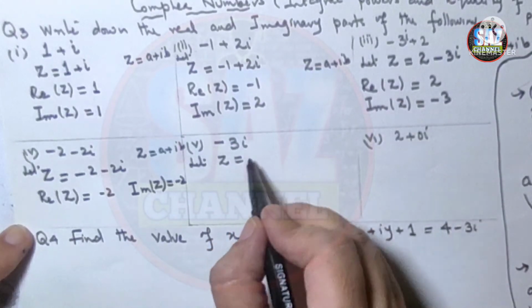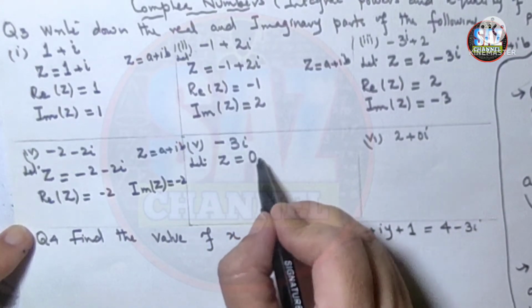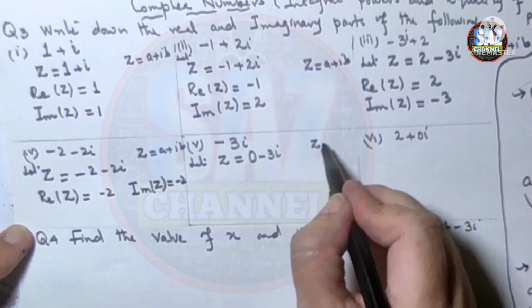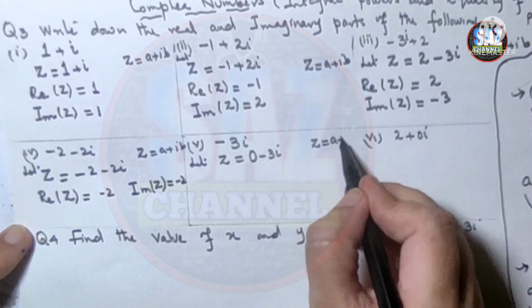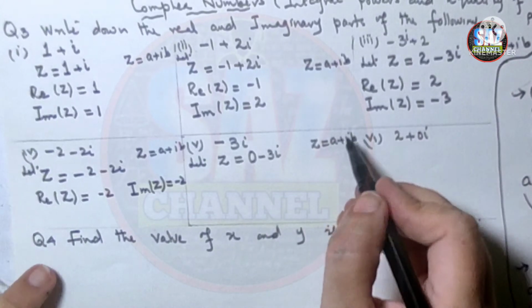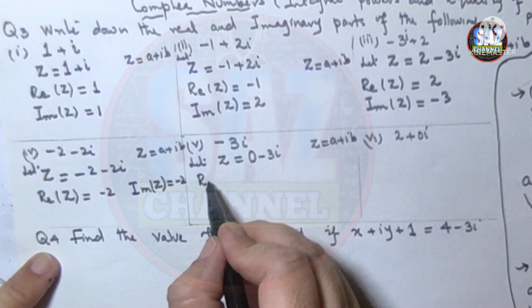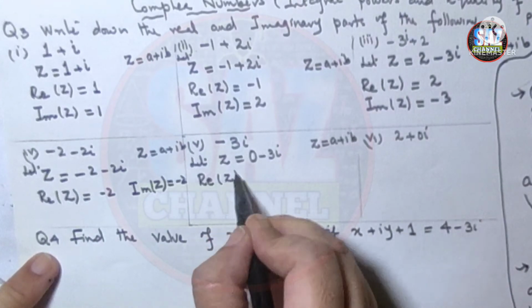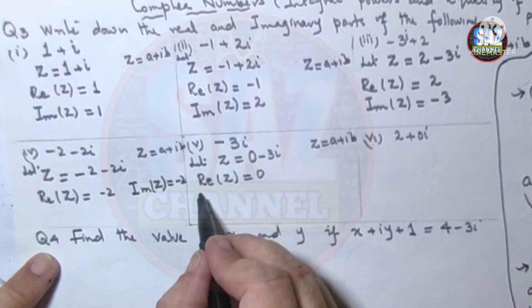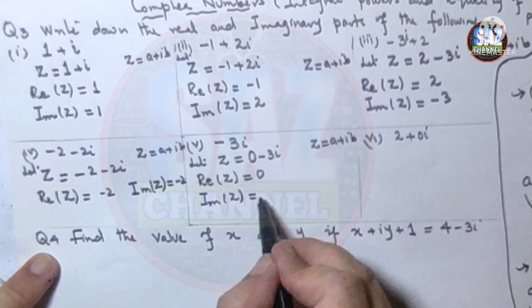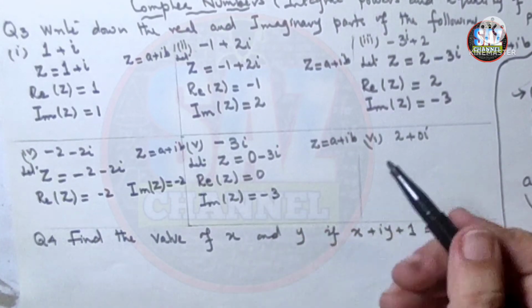The real part is missing, so we can write it 0 minus 3 iota. And again we have to compare it with a plus iota b, which is the standard form. So a, the real part, real z equals 0, and imaginary part of z equals minus 3. Very easy and interesting questions.